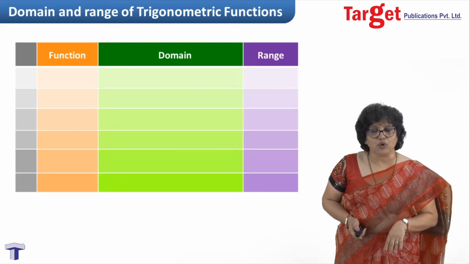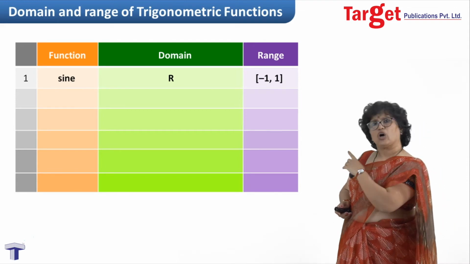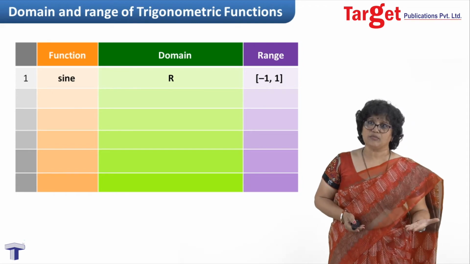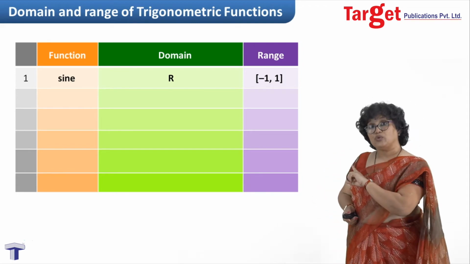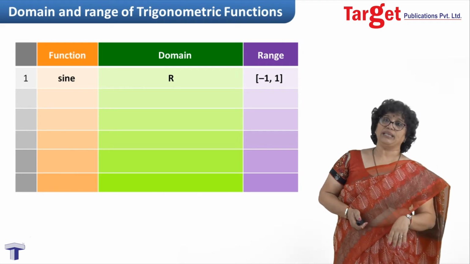The first function could be sine theta. For that, the domain is R, because you can take the angle to be anything. Any means any real number you can substitute there. And sine values were between -1 and 1, and hence the range is -1 to 1.